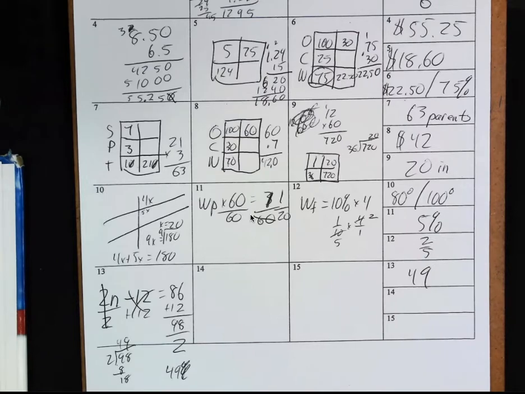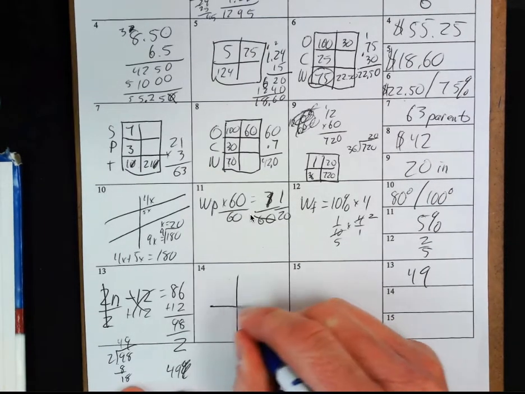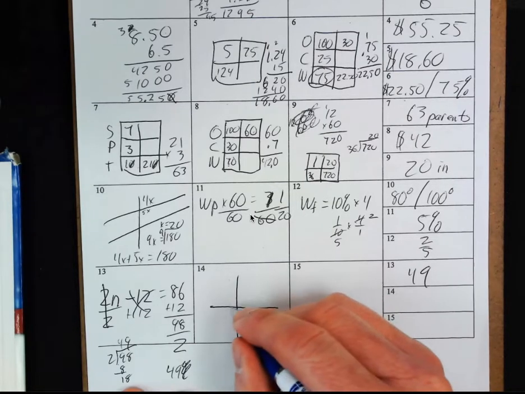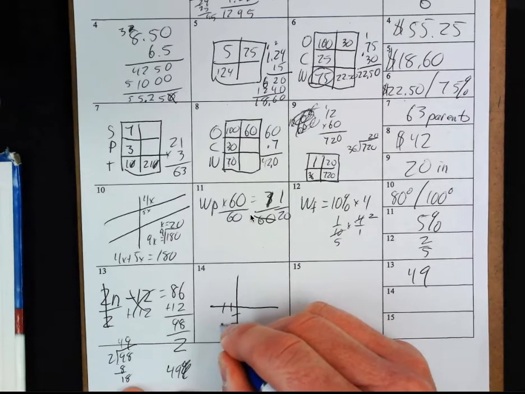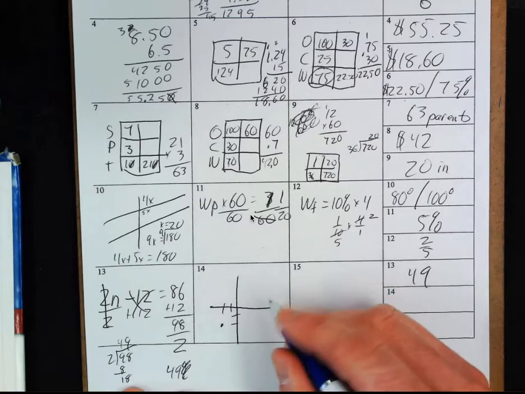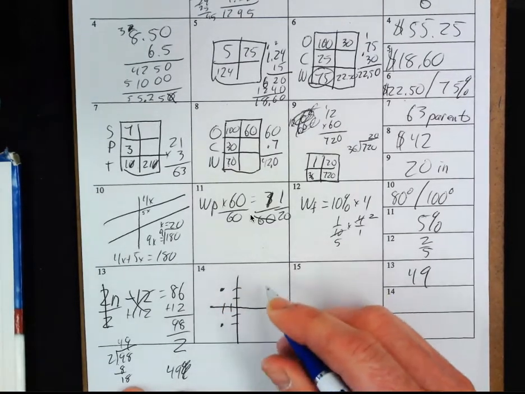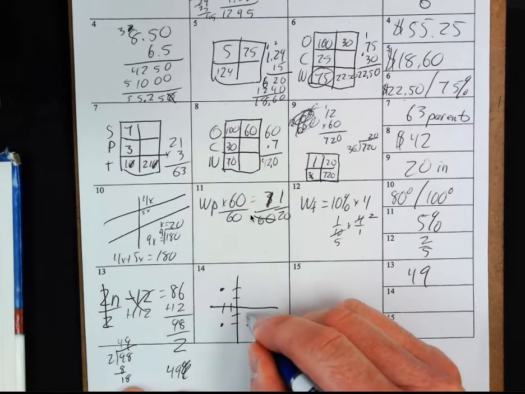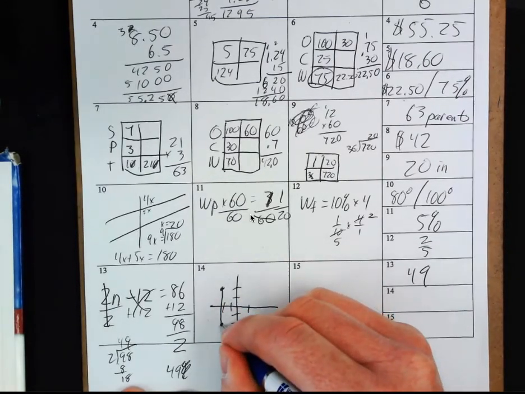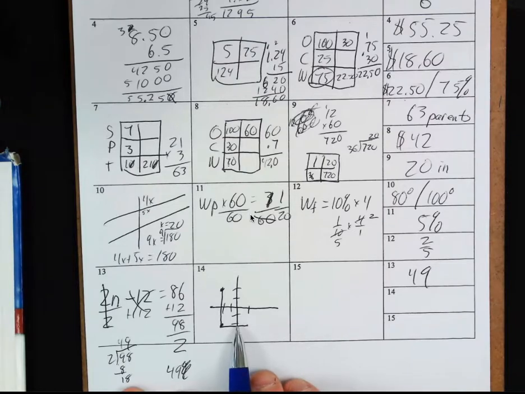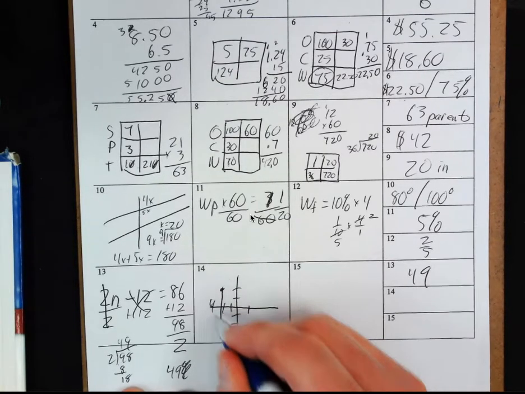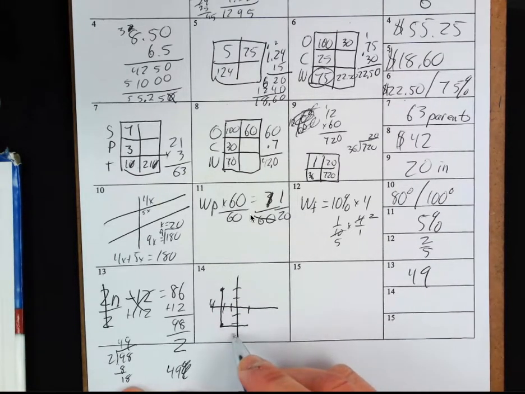Number 14, the coordinates of the vertices of a right triangle are this, this, this, and this. Find the length of the hypotenuse of this triangle. So I have -2 and -2. I have -2 and +2. And I have +1 and -2. So there goes this and this, guys. So I went up 1, 2, 3, 4. I went over 1, 2, 3.